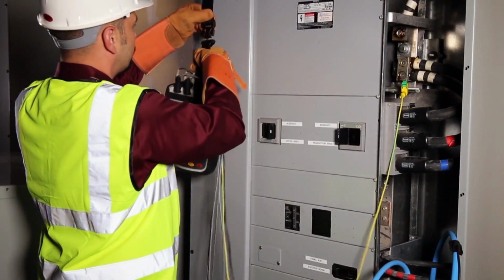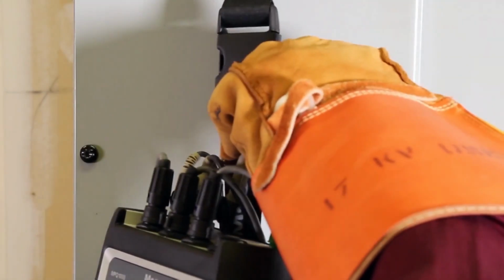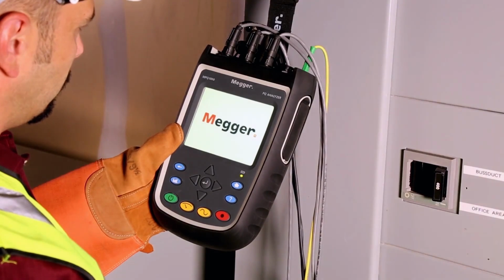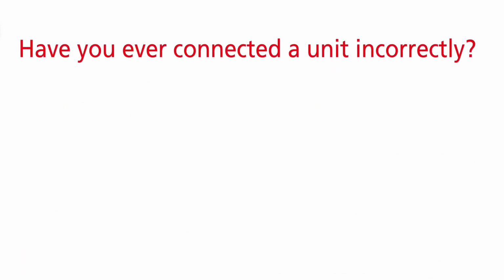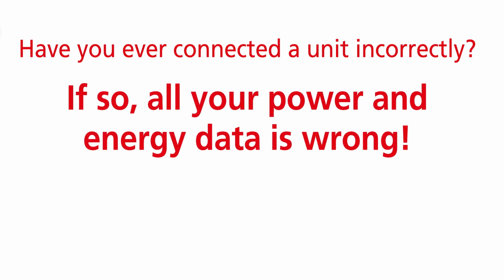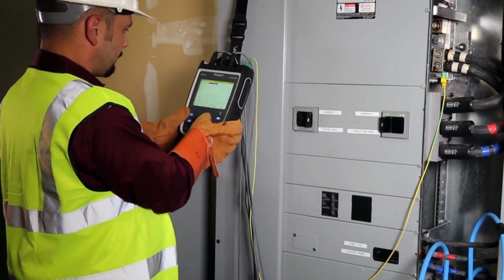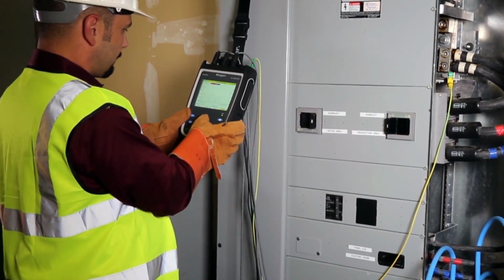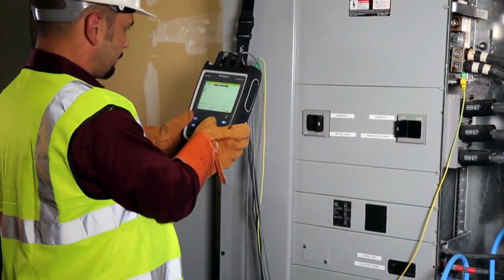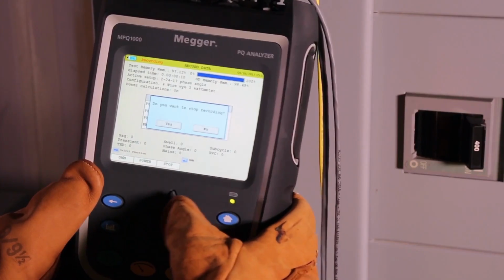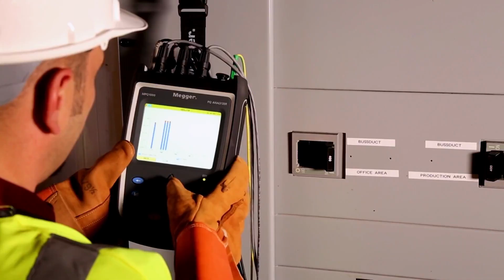With the MPQ, you do not need to know everything. You simply connect the MPQ. It tells you if you're connected correctly. Have you ever connected a unit incorrectly? If so, then you know all your power and energy data you collect is wrong. The MPQ sets up its own limits based on standards. If you set them and you set them wrong, you will miss the critical data. That makes the whole recording a waste of time.